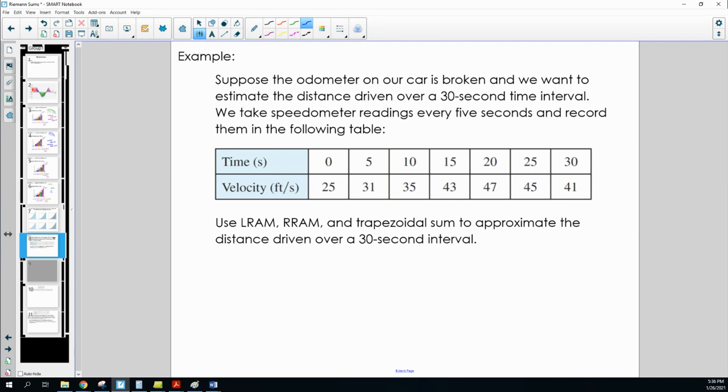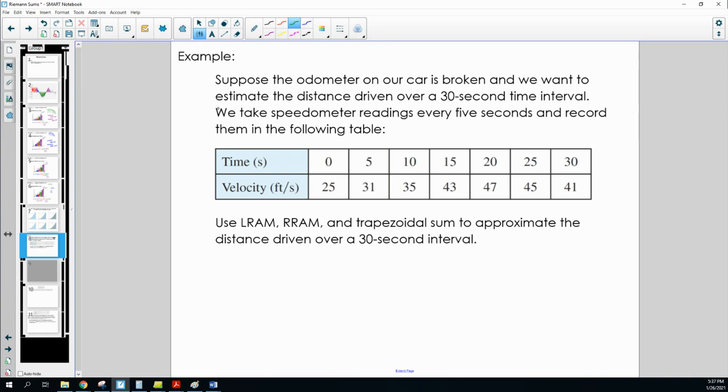So here, suppose the odometer on your car is broken, and we want to estimate the distance driven over a 30-second time interval. So we take speedometer readings every 5 seconds and record them in the following table. So here we have the time in seconds and the velocity. So use an LRAM, RRAM, and trapezoidal to approximate the distance driven over a 30-second interval.